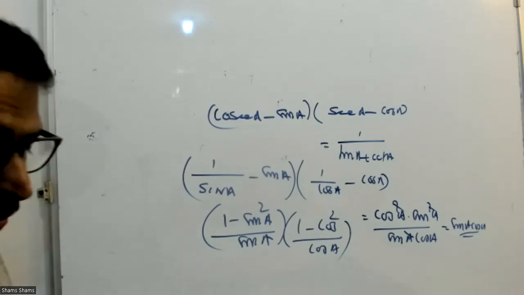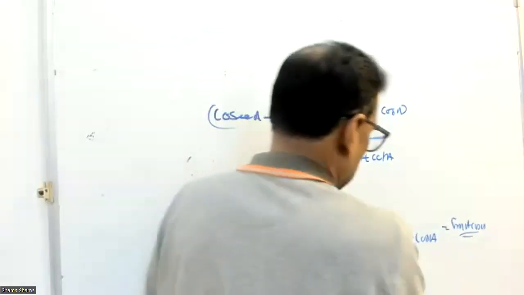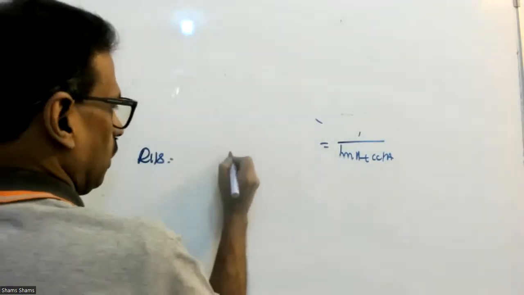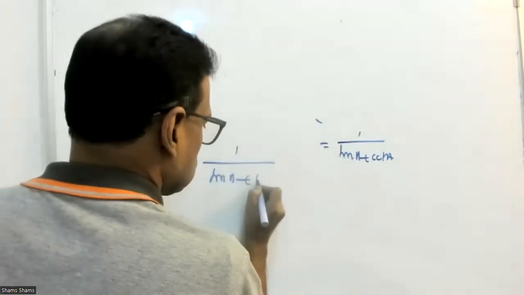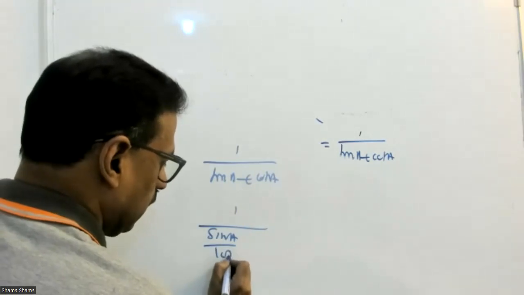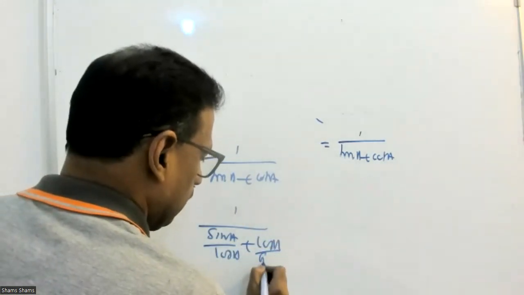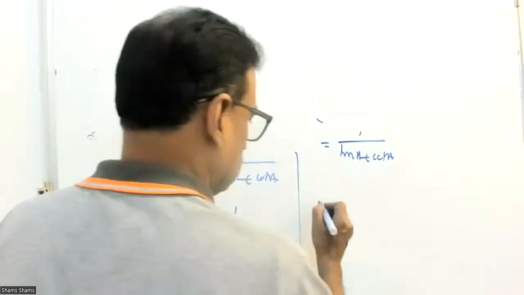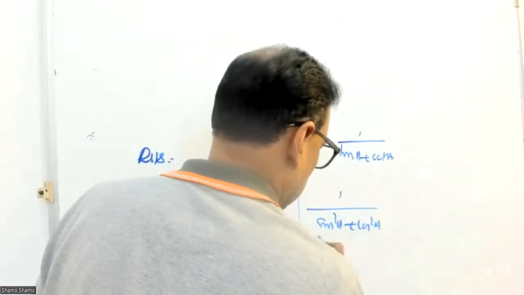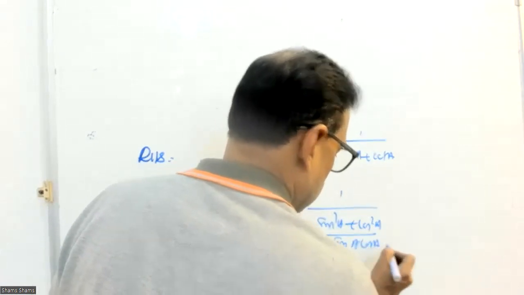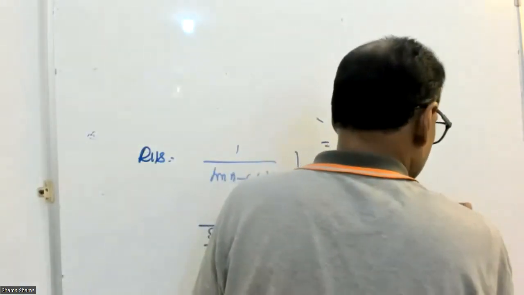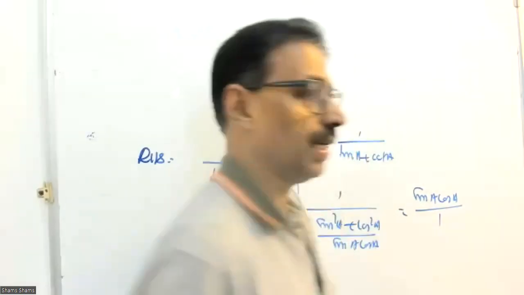Okay, so now after that you go to RHS. RHS, look here now. RHS equal to 1 by tan A plus cot A, right? Tan A is sin A by cos A plus cos A by sin A. So that is 1 divided by sin square A plus cos square A divided by sin A cos A, right? Equal to, this is going up, sin A cos A divided by 1. The answer is what? Sin A cos A.